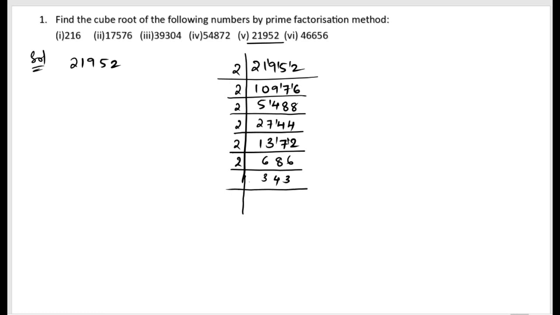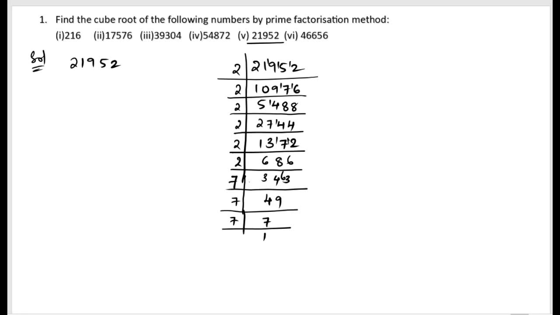Next, we know that 343 comes in the 7 table. Okay, it is a cube of 7. So 7 fours are 28. How much is left? 6. 7 nines are 63. 7 sevens are 49. 7 ones are 7.